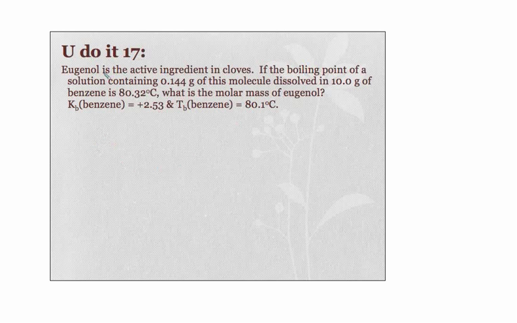So they give us the boiling point of a solution, and they give us some other values. I've got 10 grams of benzene and 0.144 grams of this molecule. Now, this is present in the smallest amount. This is present in the greatest amount. Combine that with the fact that they give us Kb for benzene, and the Kb and Kf's always apply to the solvent. That tells me that my eugenol is my solute.